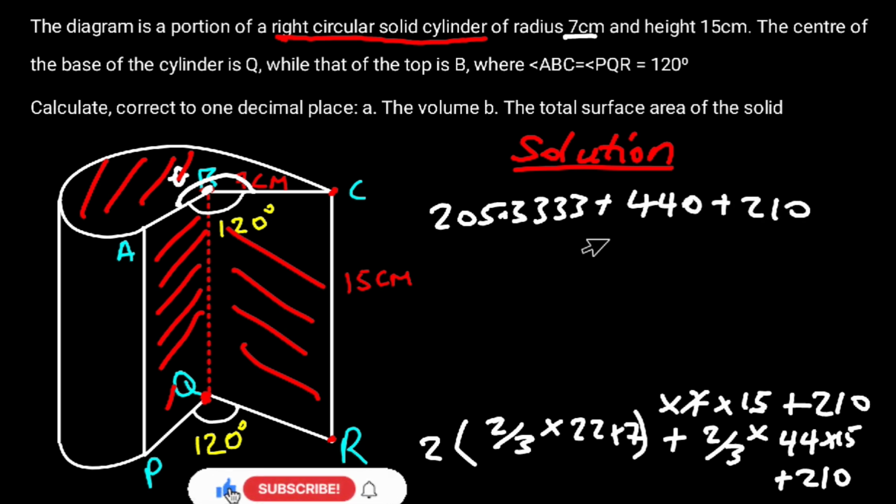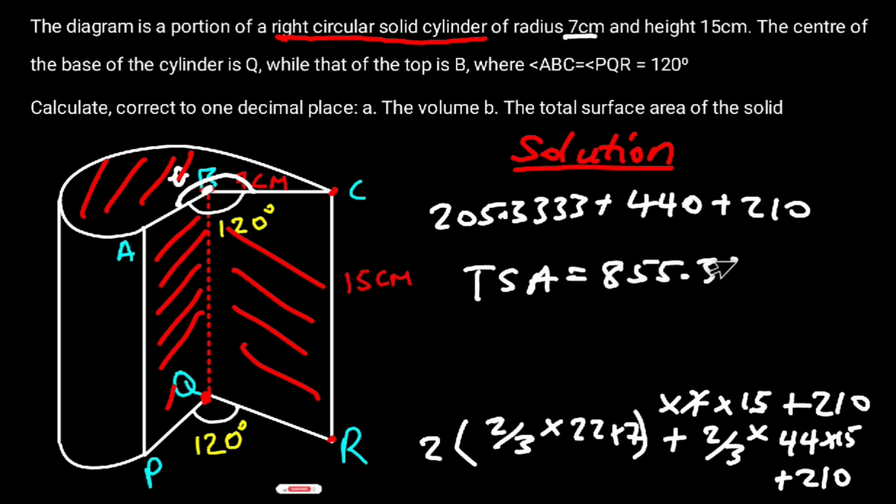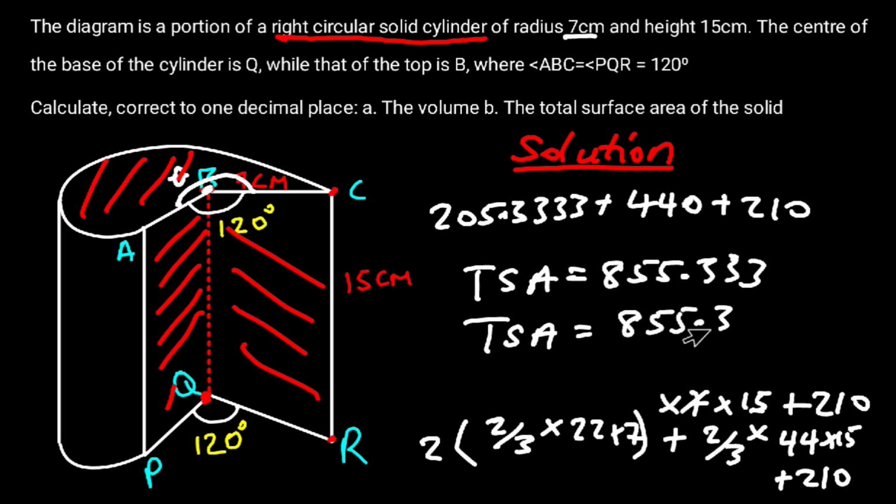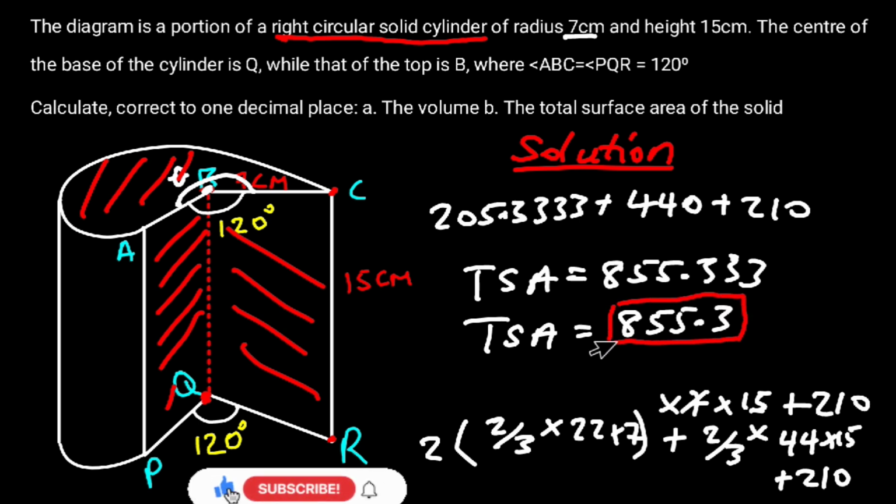If you sum up all these numbers, you are going to get that the total surface area is equal to 855.333. But from the question, we have to correct the answer to 1 decimal place. So the total surface area is going to be equal to 855.3. And so this is the answer to the second part of the question.